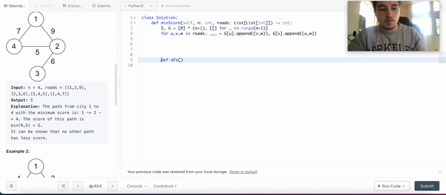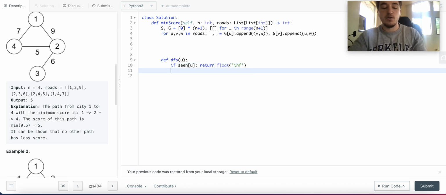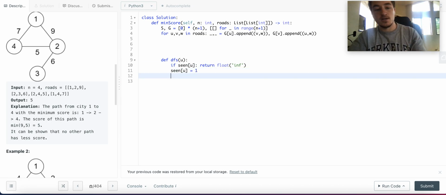Okay. So how are we going to run DFS here? Well, what we're trying to do is just find the minimum road for any node. If we've already looked at a node, that means we've already considered all roads connecting to it, so we don't need to consider it again. So we'll just return float infinity. This will just keep us from recomputing information that we've already found. If we get to this point, line 11, that means that this was false, so we haven't seen this node yet. So let's set it as seen so that we don't traverse it again.